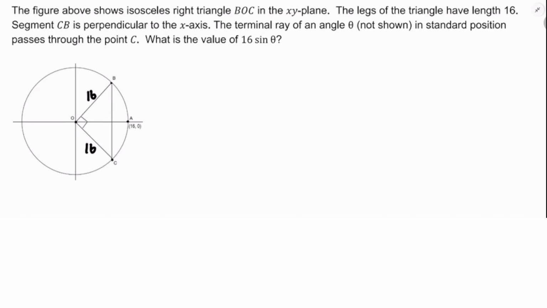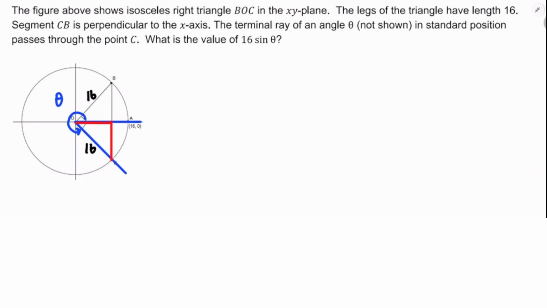Terminal ray of angle theta, which is not shown in standard position, goes through C. So I'm going to draw that real quick. Okay, that's theta in standard position. So that means it's going all the way right there. What is the value of 16 sine theta? Well, what we should probably do is just draw a reference triangle and use that to figure it out. It's like we've been doing all along.